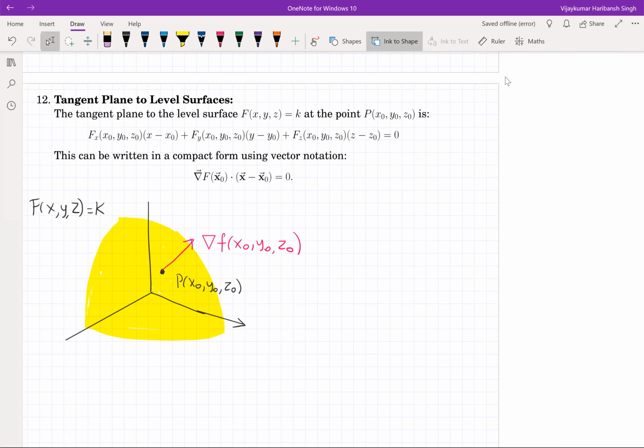So it makes sense to talk about a tangent plane to the level surface. The definition makes sense to be what? To have a plane for which this vector is the normal vector. So this is what the tangent plane to the level surface would mean. Okay, so this is a new definition. So new definition.